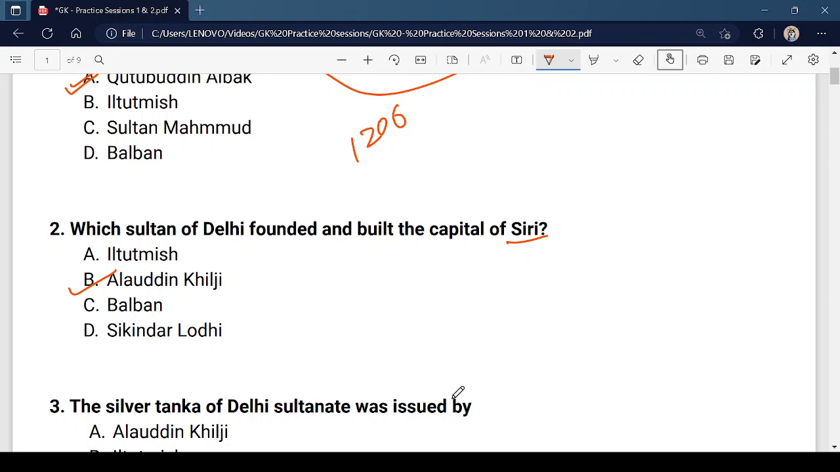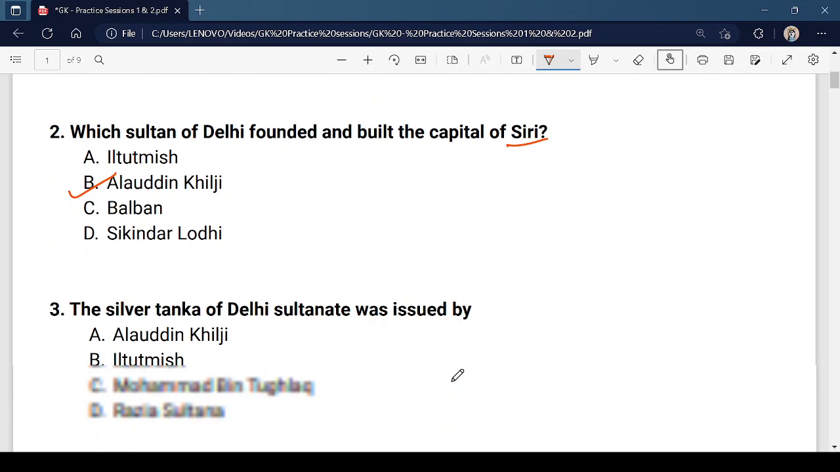That is Alauddin Khilji. Next, the silver tanka of the Delhi Sultanate was issued by, the right answer is Iltutmish. As you all know, he was also one of the important Delhi Sultanate sultans. The silver tanka is a type of coin created out of silver. He introduced this silver tanka and also the copper jittal. Remember this, copper jittal. These are nothing but the two basic coins of the Sultanate period.